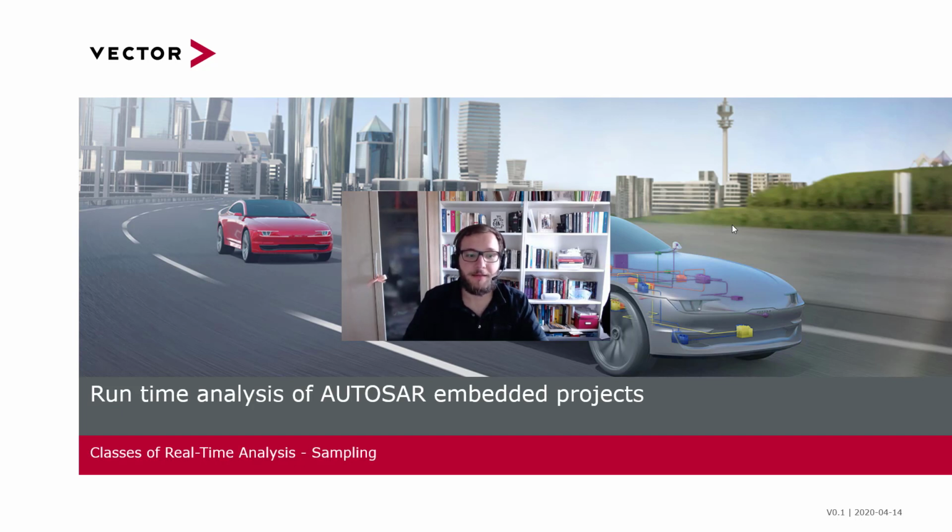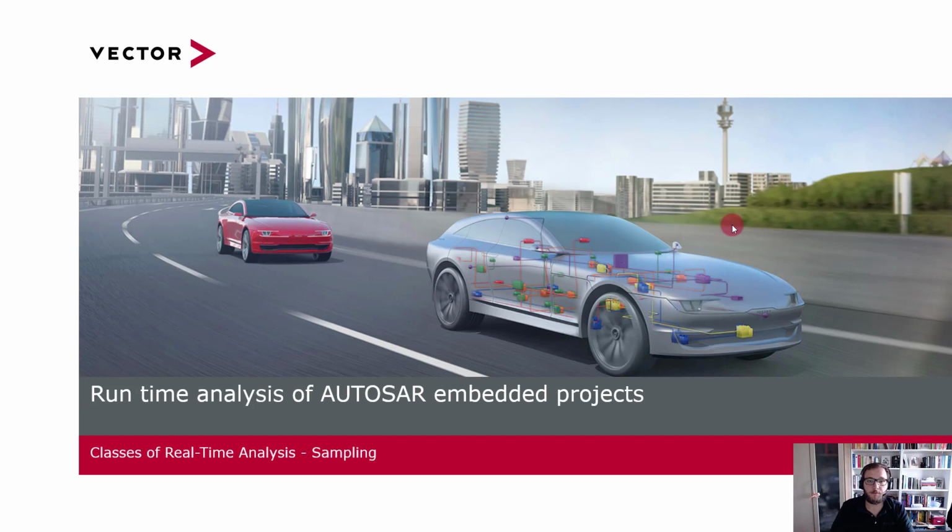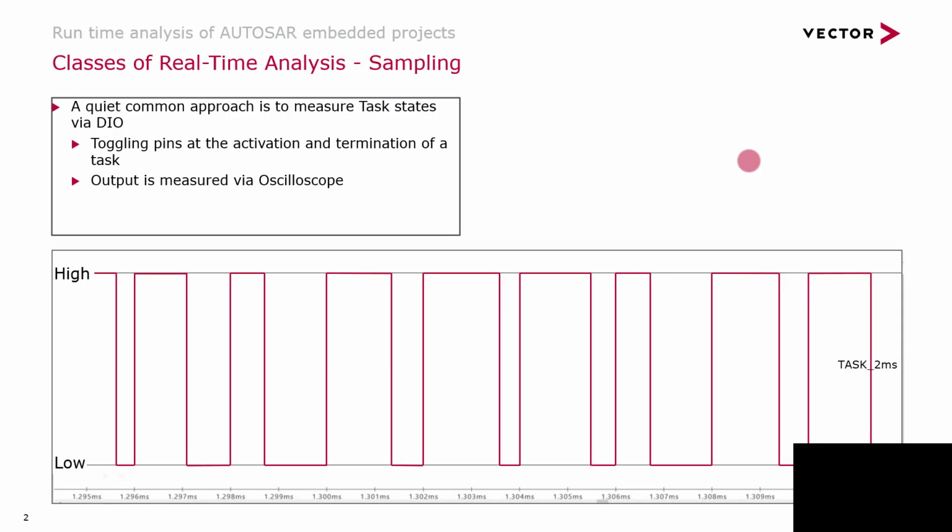In this video, I am going to explain a little bit more about the class sampling for the different classes of real-time analysis that I explained in the first video of this series. And we're going to see what sampling is, how it can be used, and what are the ups and downs of this kind of technique. So let's go ahead and start with the general understanding of sampling.